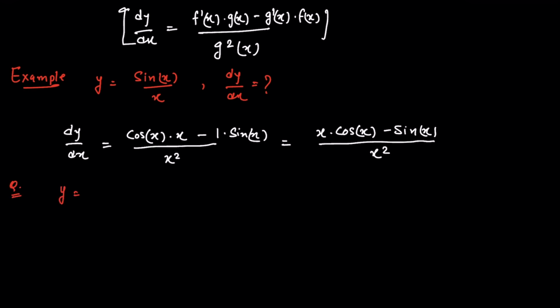y is given as x square plus 1 divided by x, then y is given as sin x divided by cos x.